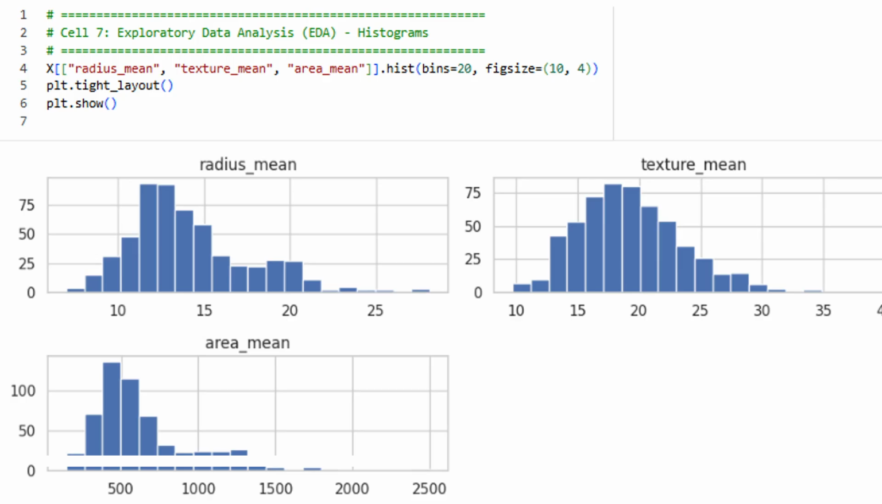But area stretches, it has a long tail. Some tumors are much larger than the rest, and that matters. Not because support vector machine needs normal data. It doesn't, to be honest. It does not need normal data. But support vector machine cares deeply about scale. If one feature has much larger values than others, it can quietly dominate the decision boundary, not because it's more important, but because it's bigger.